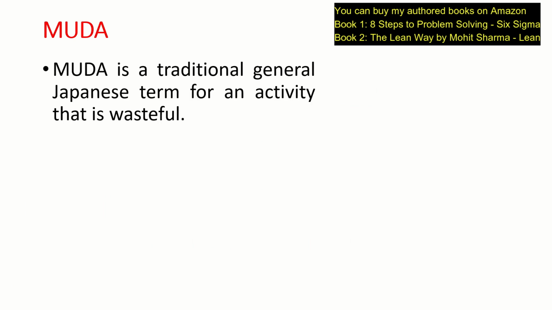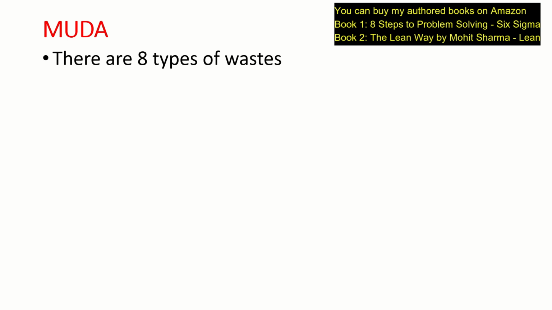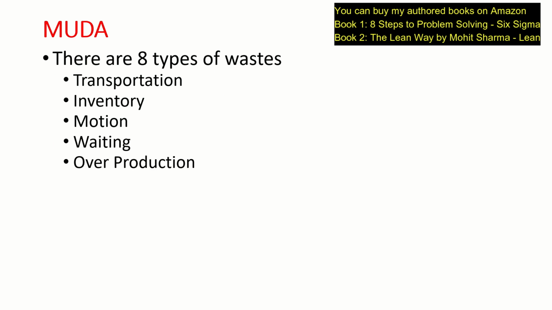Next, let's first understand what is muda and then we will understand how to find out waste in a value stream map. Muda is a traditional general Japanese term for an activity which is wasteful. Muda means waste. There are 8 types of waste: transportation, inventory, motion, waiting, overproduction, overprocessing, and defects.